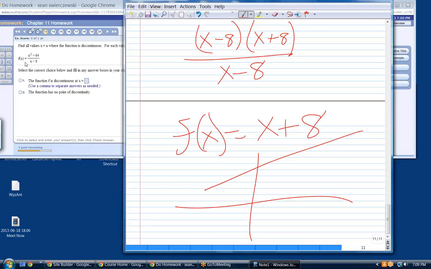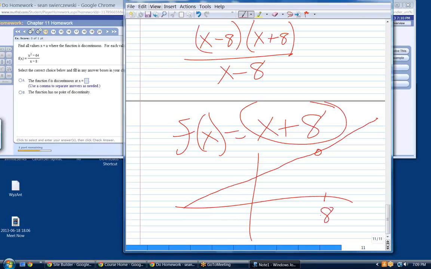In other words, you have to go back to the original function, and where is this thing going to have a vertical asymptote? 8. Right, but that vertical asymptote is no longer a vertical asymptote, it's a hole. In other words, if I plot this x plus 8, I've got to put a hole right there at x equal 8, which means it's discontinuous at x equal 8.